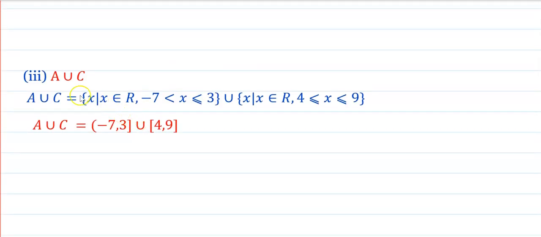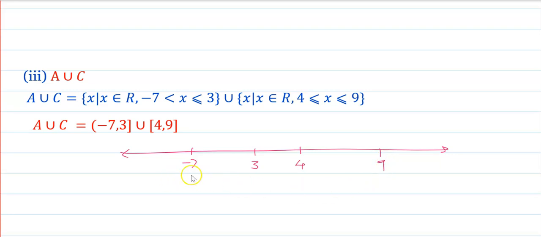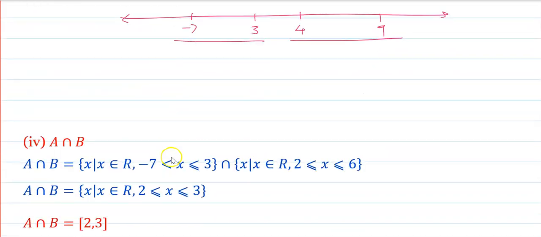What about the next? A union C. Again, see this here. First minus 7 to 3, minus 7 to 3 is here. What about the next? 4 to 9. Therefore these are two disjoint intervals. Minus 7 is open, 3 is closed, union 4 to 9, these are closed. This is A union C.